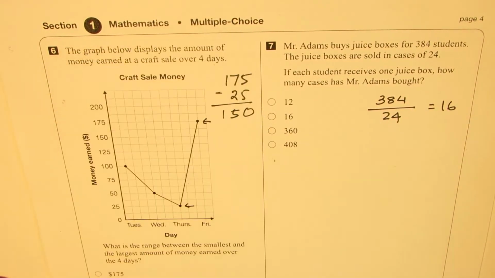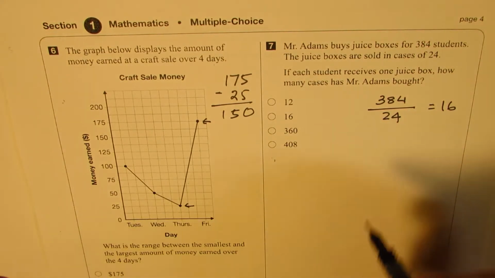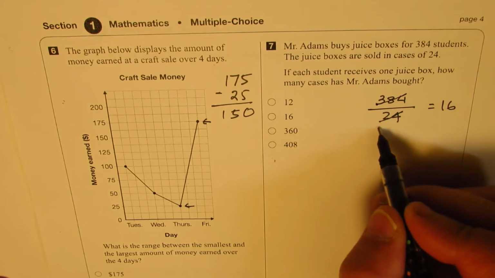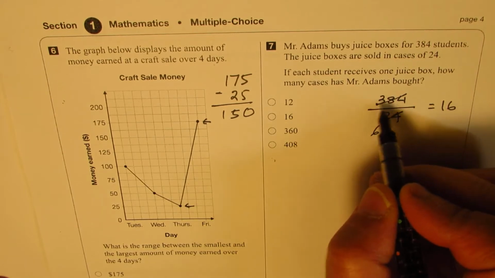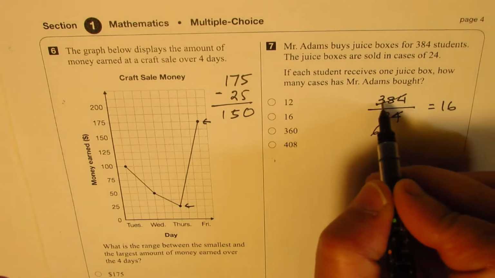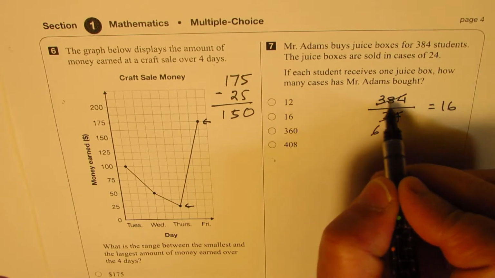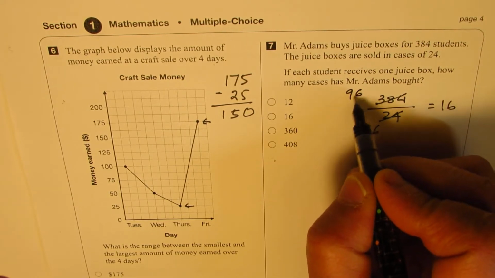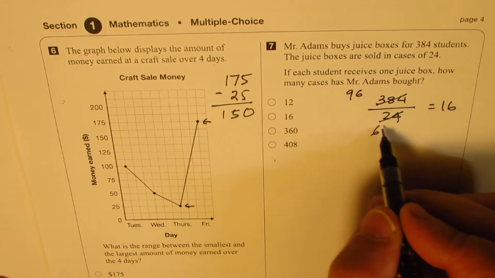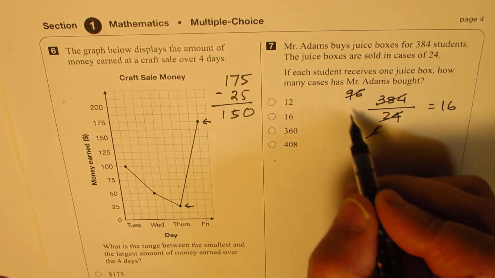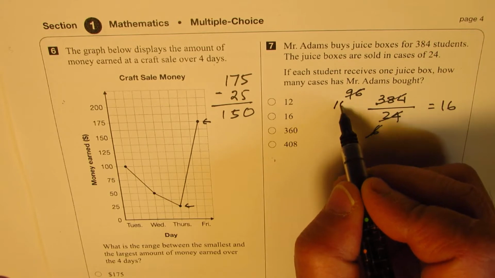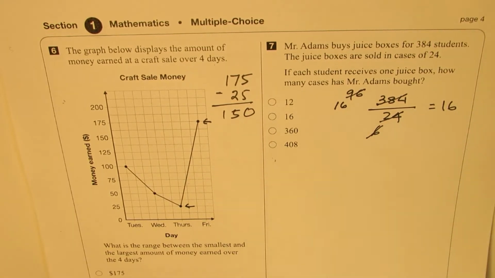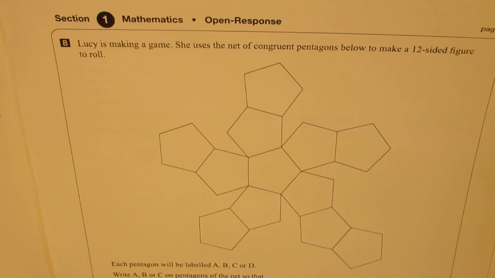That is one way of doing it. The other way is you could simplify, right? You could divide both by 4 first, right? 24 is 4 times 6, and 384 is 4 times 96. And now you can divide this by 6, right? So you can do it in steps, getting 16 as your answer, or use the calculator. Perfect. Here is question number 8.